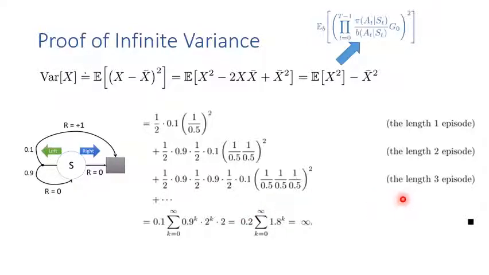We continue to calculate all the different episodes with different lengths, and eventually the sum over all possible episodes can be written as this equation, which can be proven to approach infinity. So this is the proof of infinite variance of the ordinary importance sampling.